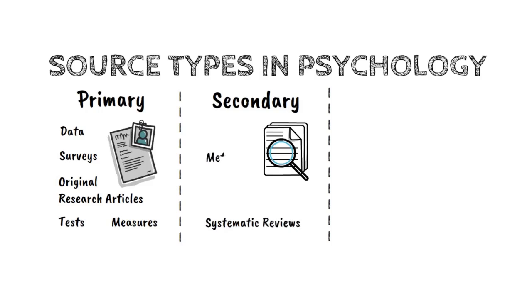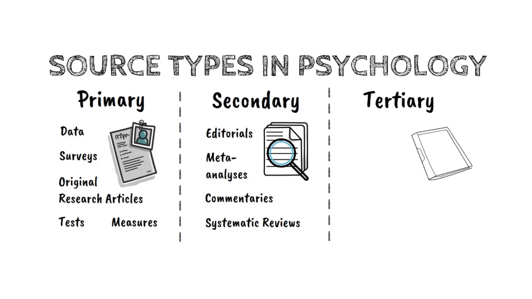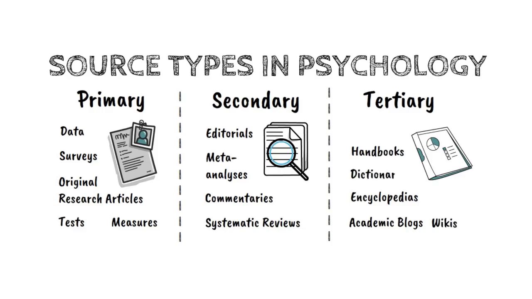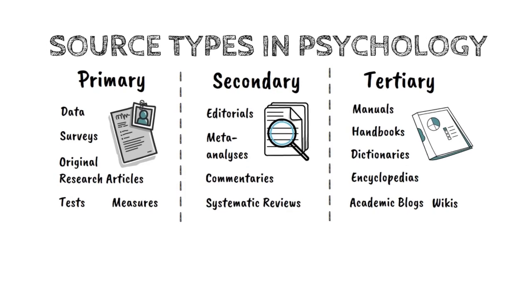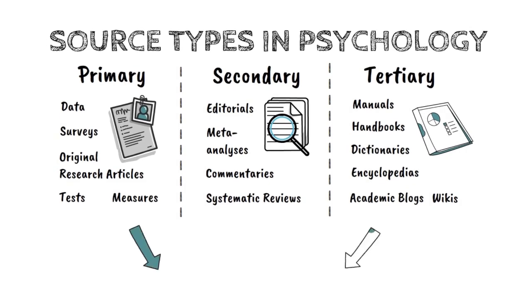Examples include review articles or meta-analyses, which use data or results from multiple primary research studies to draw broader conclusions. Then there are tertiary sources, which summarize, consolidate, or simplify primary and secondary sources for quick reference, such as encyclopedias, handbooks, or even academic blogs. Tertiary sources can also provide definitions the authors of primary sources assume you already know. You'll need all three types to prepare for psychology assignments.